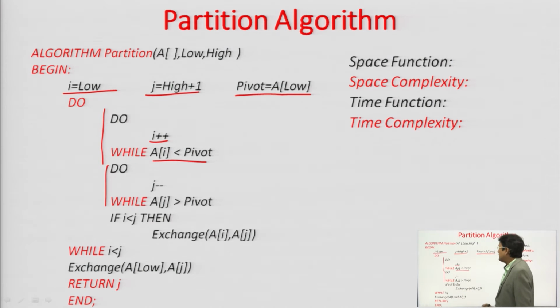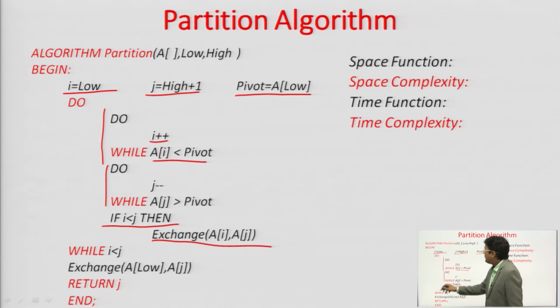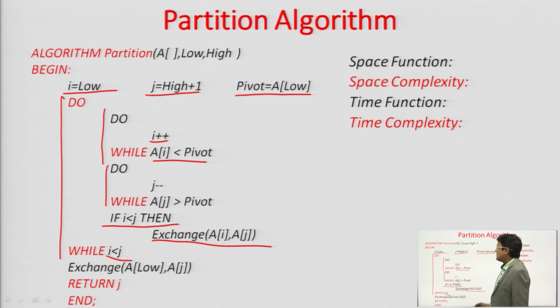Then we are going to decrement this j. As soon as we find the smaller element than the pivot, we will stop there. Okay. So, this is the pair of operations. After this, we are going to check if i is less than j, then we will exchange the ai and aj elements, and then again repeat the process. As long as i is less than j, this process gets repeated.